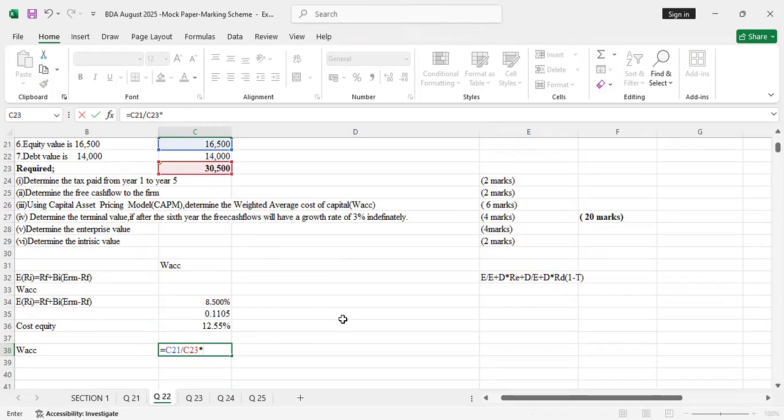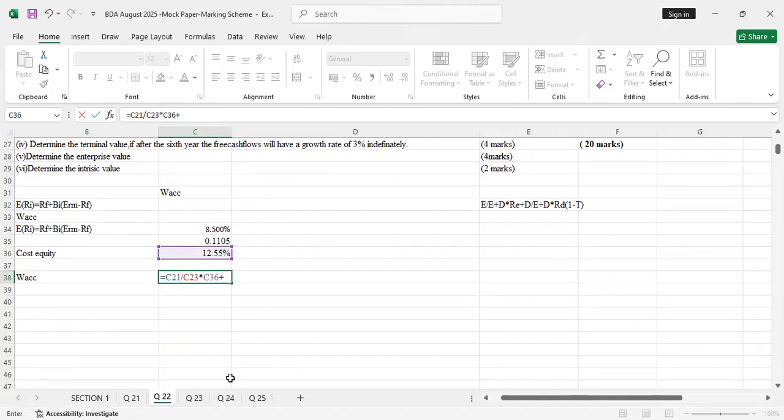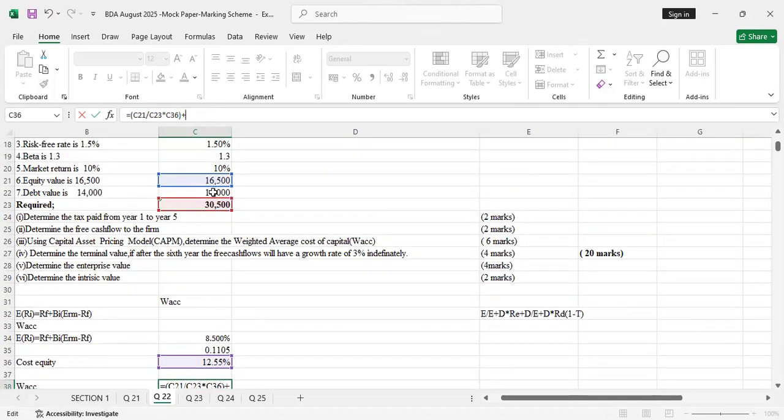Once you're done with that, you multiply that by what? RE. RE is the cost of what? Cost of equity. And that cost of equity, we have it here. Then you add this to the debt value. So allow me to put the bracket. Let me just be cautious. Yeah, so I'll add that to the debt value. So debt value is this one, 14,000. So I'll put a bracket here again. 14,000. You divide by the sum of debt and equity, E plus D, that's 3,500.